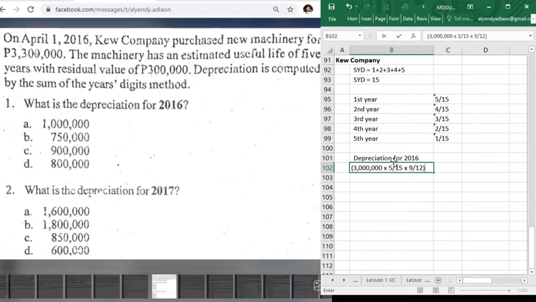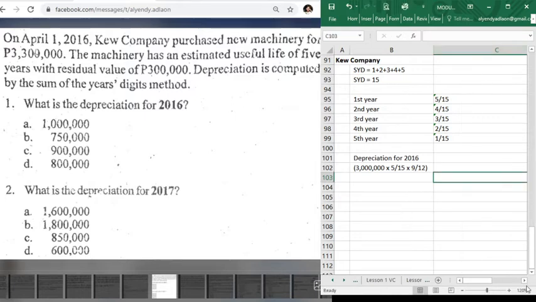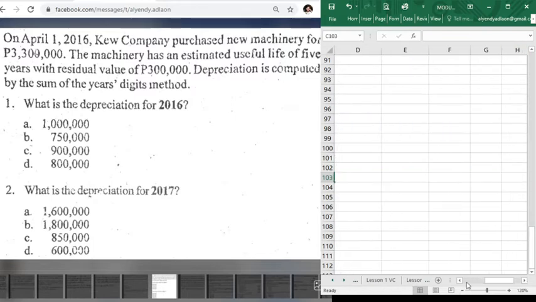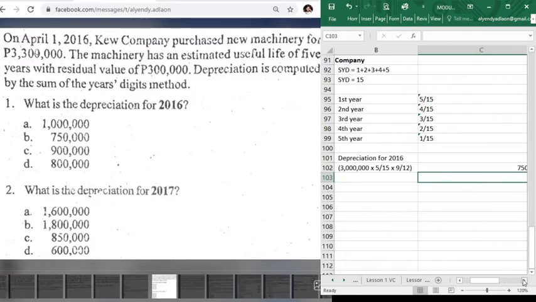Because this 5 over 15 is good for 1 year, right? That is for the first year. Now again, since 2016 has only 9 months, we multiply by 9 over 12. So how much is the depreciation for 2016? We have 3 million multiplied by 5 over 15 and then multiplied by 9 over 12. Okay, so we get 750,000.